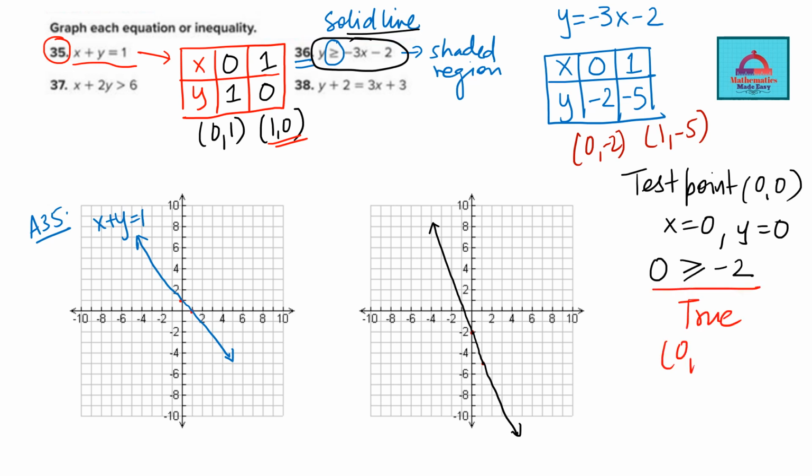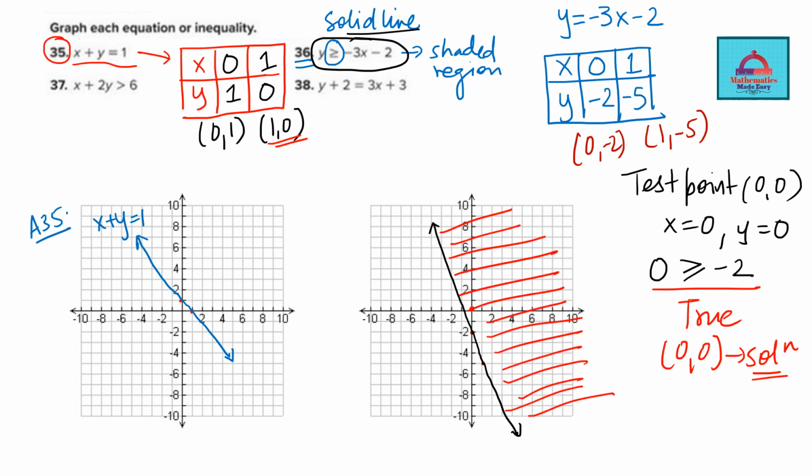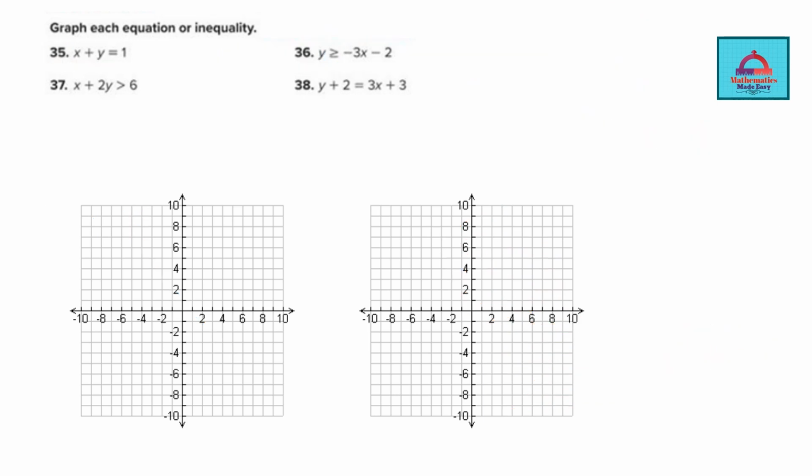That means 0, 0 is a solution of this inequality. So 0, comma 0 is this point. That means the shaded region representing this inequality is going to be on the right. So this is your graph of question 36, linear inequality, y greater than equal to minus 3x minus 2. Now we will do question 37 and 38.